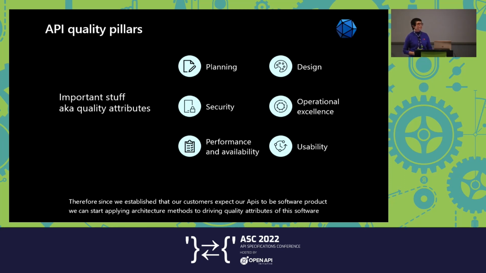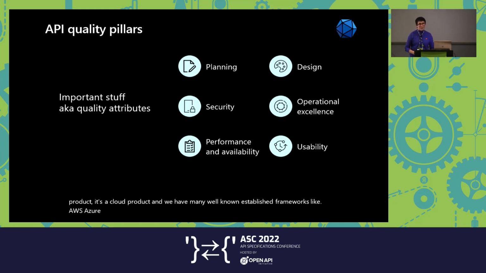So from the perspective of APIs, we know that it's not just a software product, it's a cloud product. And we have many well-known established frameworks like the AWS and Azure well-architected frameworks. These suggest using a predefined set of quality attributes such as security, operational excellence, performance, and availability. So we have a foundation. We will start from this set of qualities, which we can use for API as a software product.